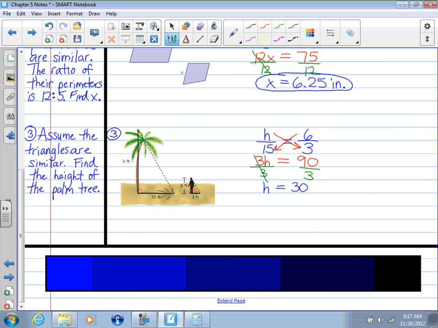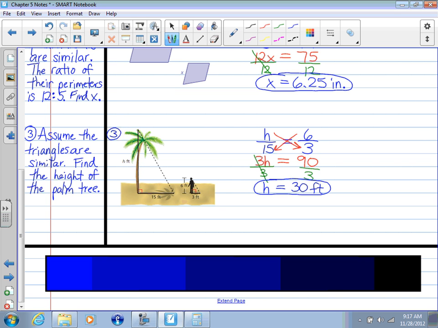They were measuring everything in feet. The height of the palm tree says h feet. So that means that the palm tree is 30 feet tall. And let's see if that's reasonable. Does that make sense? Well, yeah, the man's shadow is half of his height. So if the palm tree is 30 feet tall, half of 30 would be 15. This is a very reasonable answer.